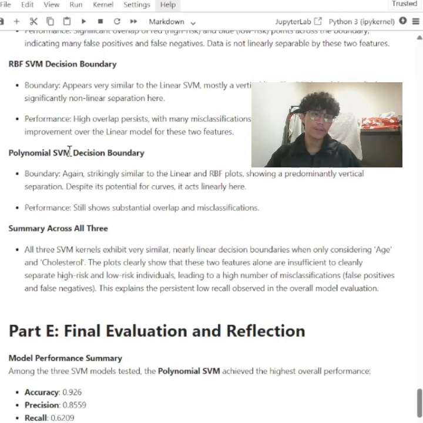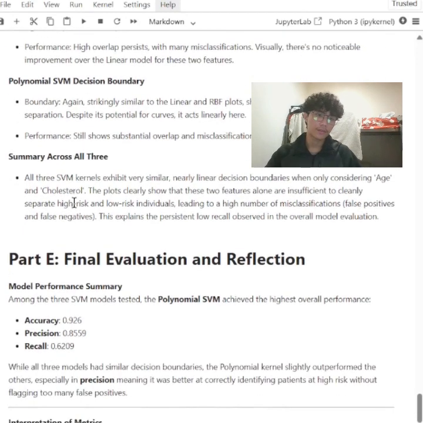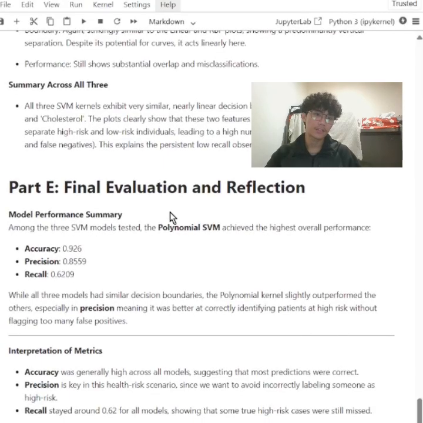Then for the polynomial SVM, again, it's strikingly similar to the linear and RBF plots with the vertical separation. Despite its potential for curves, it acts linearly here. So it still shows substantial overlap and misclassifications. All three SVM kernels exhibit very similar, nearly linear decision boundaries when only considering age and cholesterol. And the plots clearly show that these two features alone are insufficient to cleanly separate high-risk and low-risk individuals.